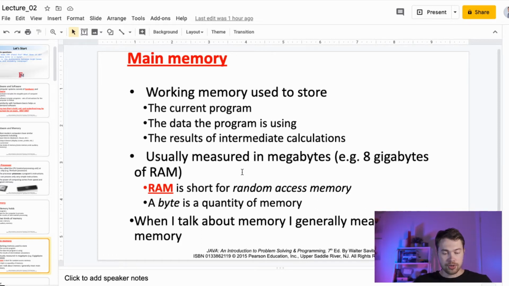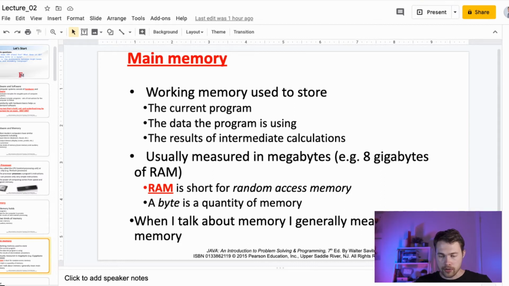So main memory is usually measured in megabytes or gigabytes. For example, 8 gigabytes of RAM. RAM stands for random access memory. And how do we measure the memory? We measure the memory using bytes. So a byte is a quantity of memory. So when we talk about the memory, usually we mean main memory, which means we usually mean RAM.